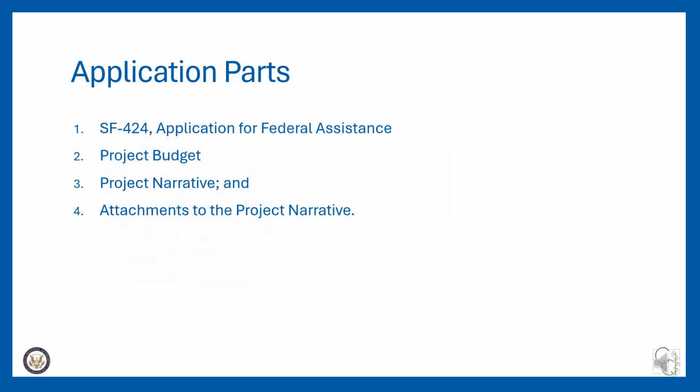There are 4 parts of the WORC application, all of which should align to form a complete package. They are the SF-424, the application for federal assistance, the project budget, the project narrative, and attachments to the project narrative. We'll dissect the pieces of each one of these in this video. Note though that many of these have their own short TA videos that dive deeper. So this video is going to give you the highlights, and I would encourage you to check out the other videos for more detailed information.